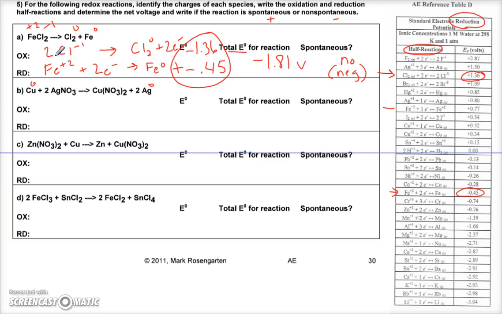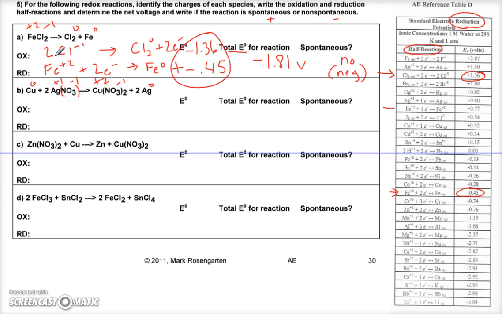The nitrate is our spectator ion. It has a -1 charge in both of these compounds. And with the copper nitrate, there's 1 copper with the 2 nitrates, so this copper has to be a +2. There's one silver with this one nitrate, so this silver has to be a +1.